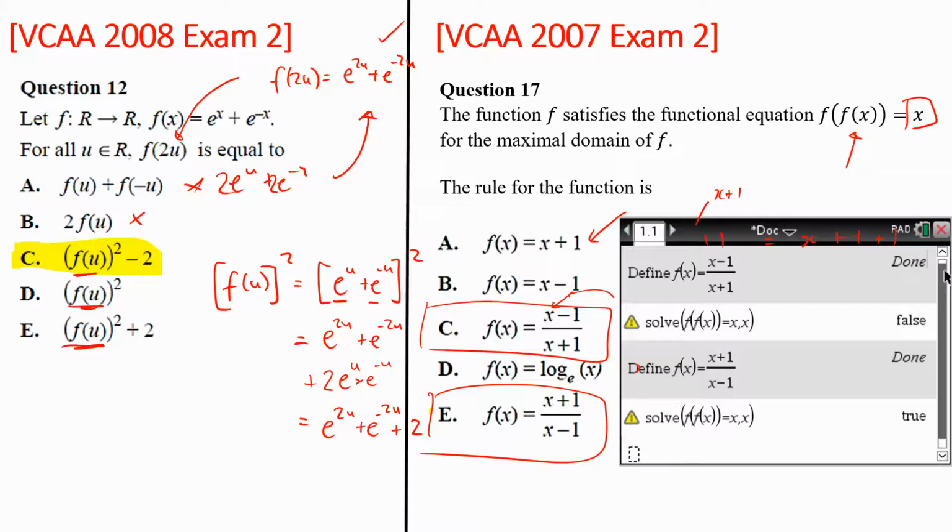Solve for x. If it's true, then I've got it. I pressed enter, it said false. I'm like, okay, so it can't be that one. Let's test the next one. And I started doing the same thing. I redefined it, I just changed the signs. And I sub it in, and it comes out as true. So I know the answer has to be E.